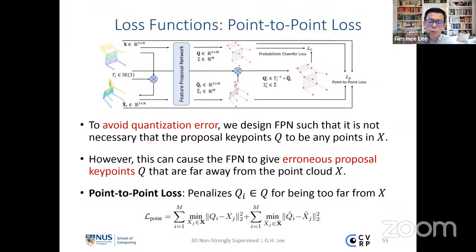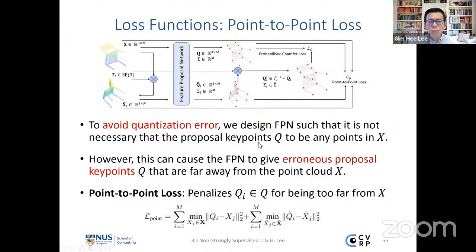This means that the key points, because they are randomly sampled from the IPS, from the iterative furthest point sampling, are actually subjected to a certain quantization error, and this is not good. So this would lead to a drop in performance.